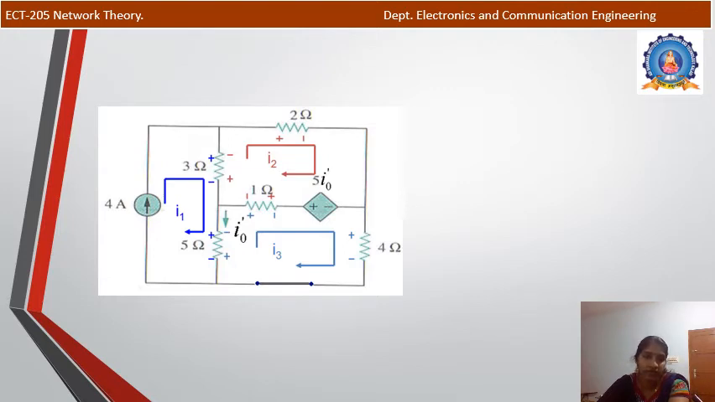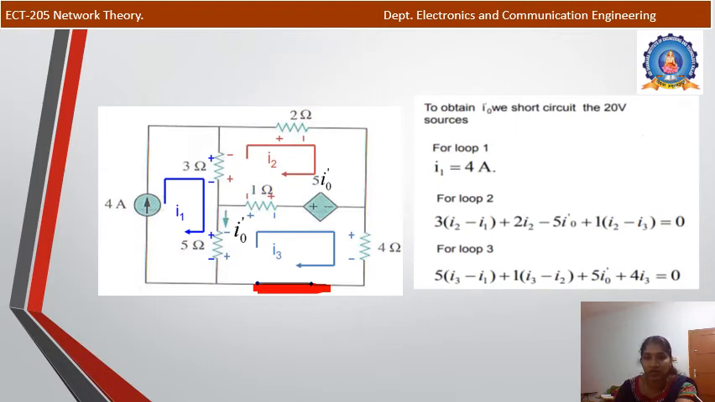Here we consider three meshes I1, I2 and I3, and we consider the 4 ampere source first and short the second source, the 20 volt voltage source, and mark three currents and apply the mesh equations. For loop 1 we got I1 as 4 ampere, and for loop 2 we apply the loop equation: 3 into (I2 minus I1) plus 2 I2 minus 4 I0 plus 1 into (I2 minus I3) equal to 0.